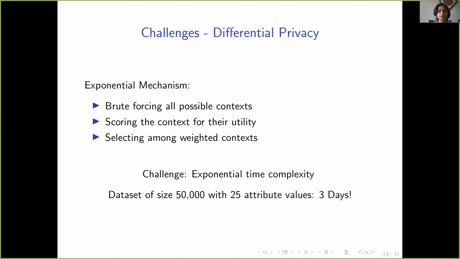So what the exponential mechanism does is brute force among all of these, score the contexts based on the utility that they have, and select among these weighted contexts. So the challenge here is the exponential mechanism's time complexity. As you see, this is exponential, and for a data set of size just 50,000 with 25 attribute values in total, it took us 3 days to go over all these contexts.